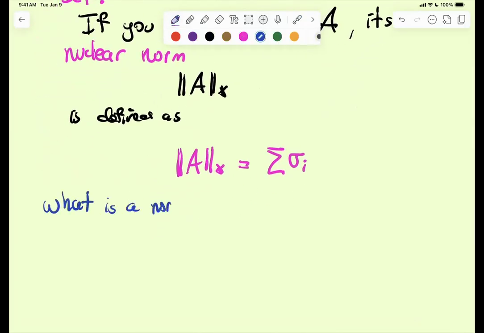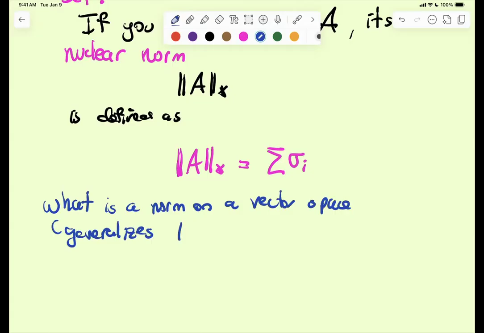A norm on a vector space. Again, it generalizes the Euclidean norm of a vector. I'll put EUC for Euclid, right? Like the Euclidean norm of a vector, which was just the square root of the sum of the squares, like Pythagoras' theorem.